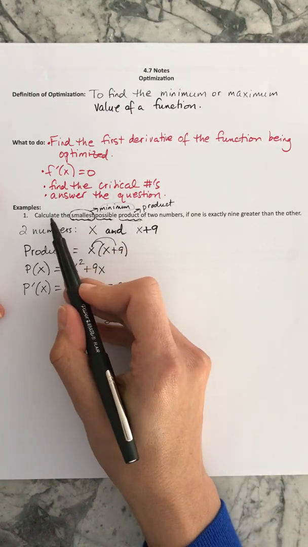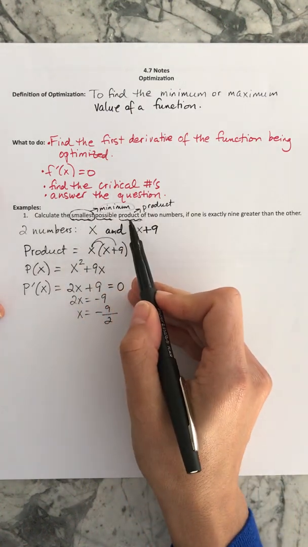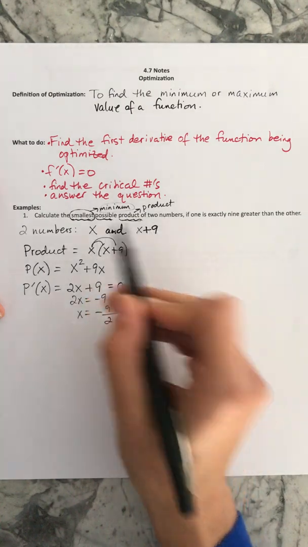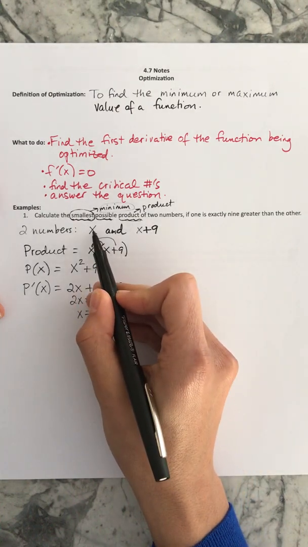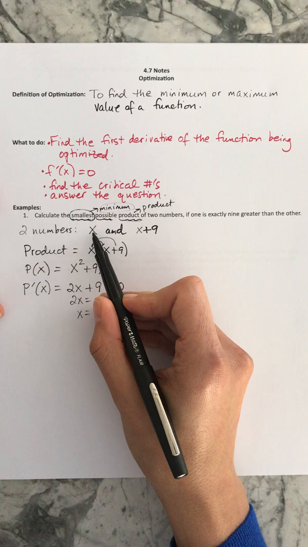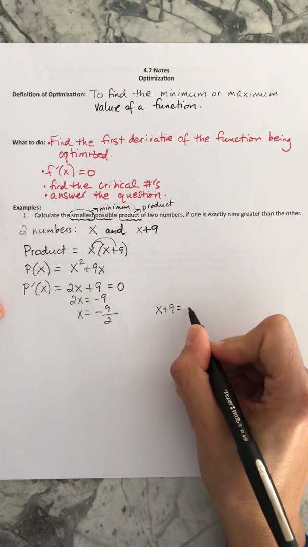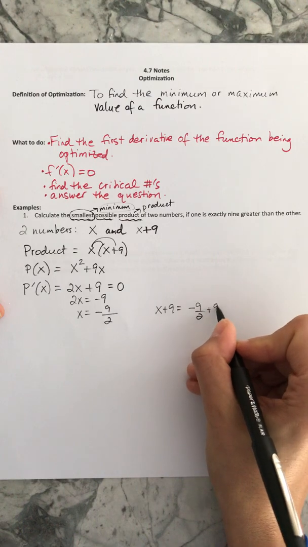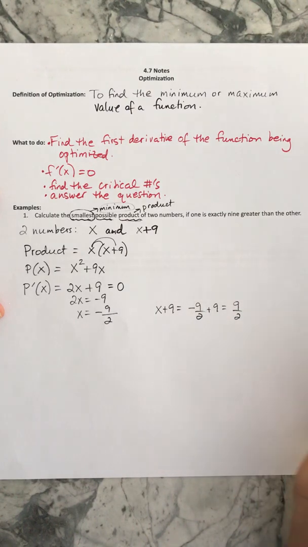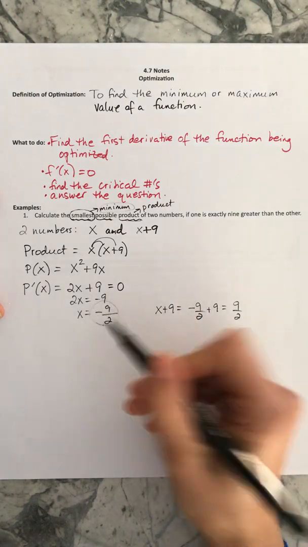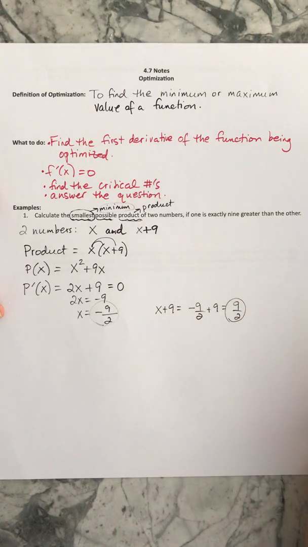It says, calculate the smallest possible product. X is not the product. X is one of the numbers. So if x is one of the numbers, then the other number is going to be negative 9 halves plus 9, which is actually positive 9 halves. So one of the numbers is negative 9 over 2. The other number is positive 9 over 2.